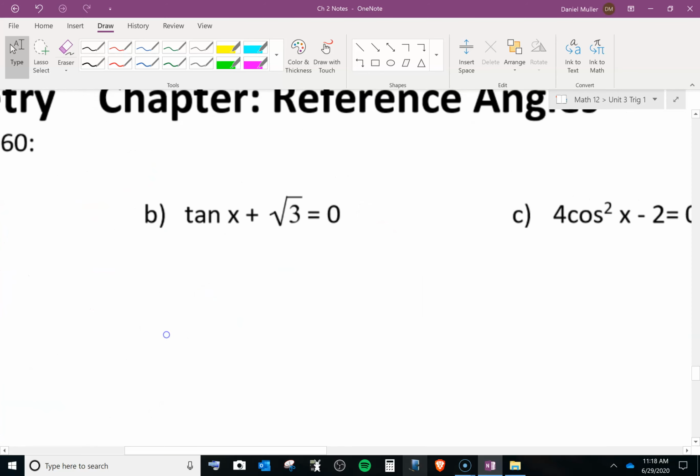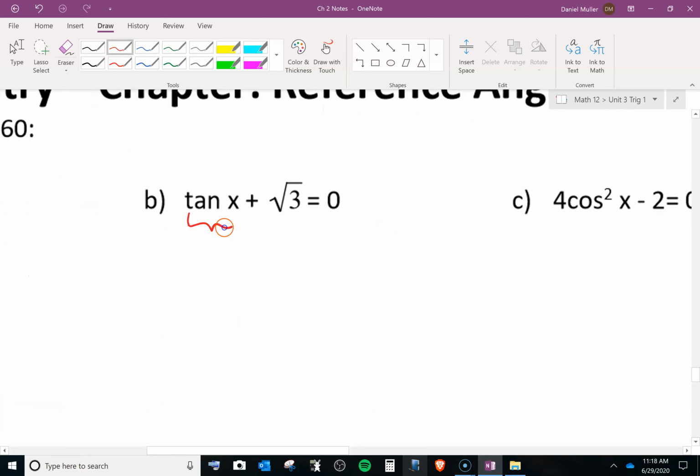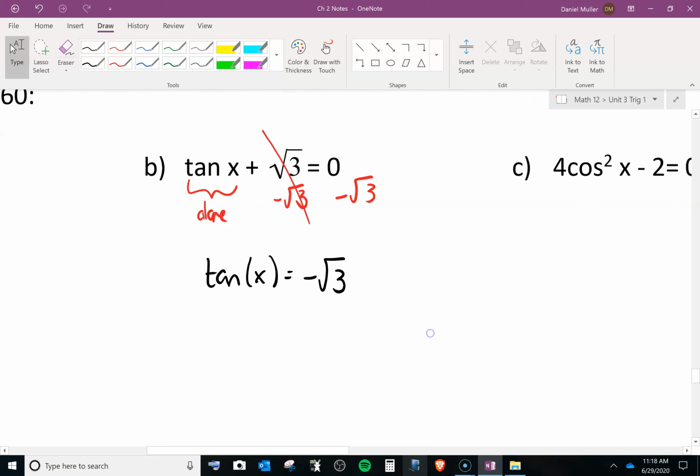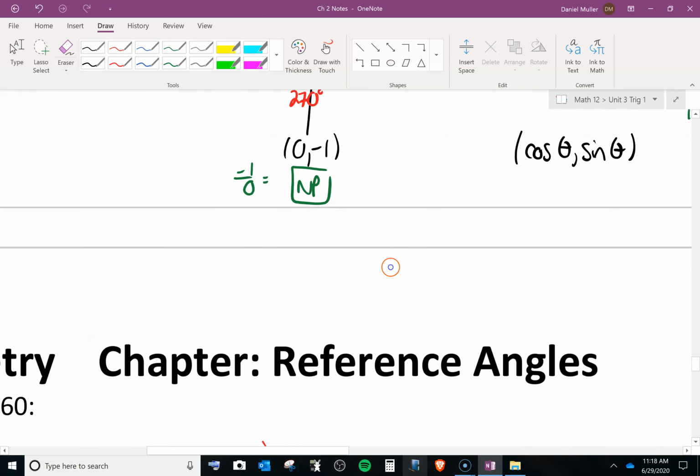Again, remember I need to get this alone. That's the whole point. So I'm going to subtract this root 3 because it is being added. So I'll do the opposite. I'll subtract. And that's it. I've already gotten it alone. Tan of x is alone. Now I don't know the reference angle for this. So when is tan root 3? So I guess root 3 over 1.